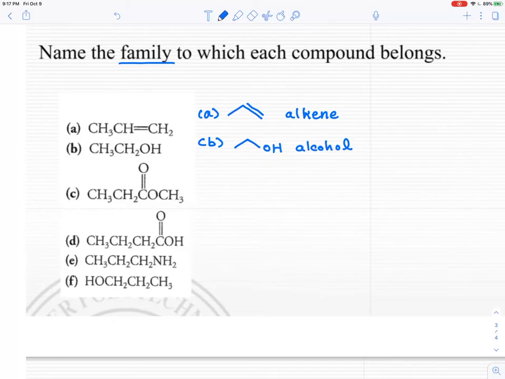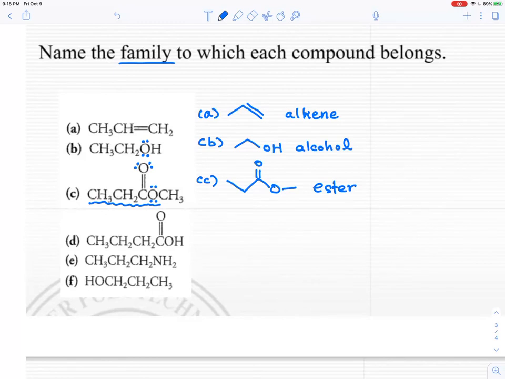Okay, and number C, you see there are 3 carbons here: 1, 2, 3. This one has a double bond, and then this carbon is connected to an oxygen, and then there is one stick coming out, which is a methyl group. The key functional group here is the one with lone pairs. This one has lone pairs, this one has lone pairs, right? And this one we call the ester group, the ester family.